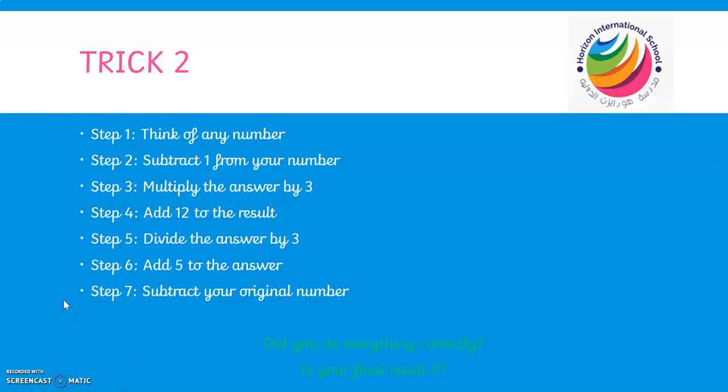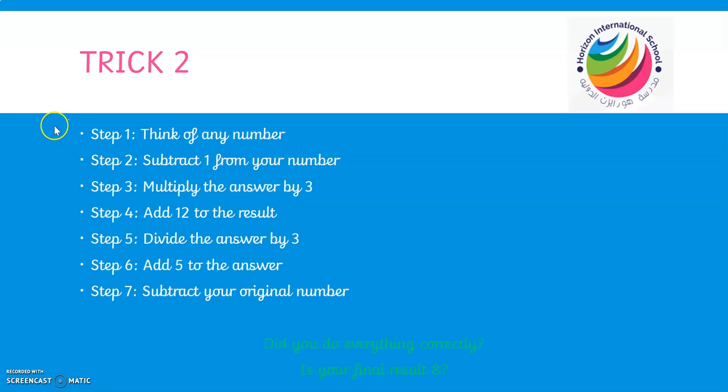to really impress your audience, you should try memorize the 7 steps. Step 1, you will ask them to think of any number. Step 2, subtract 1 from your number. Step 3, multiply the answer by 3. Step 4, add 12 to the result. Step 5, divide the answer by 3. Step 6, add 5 to the answer. And step 7, subtract your original number.